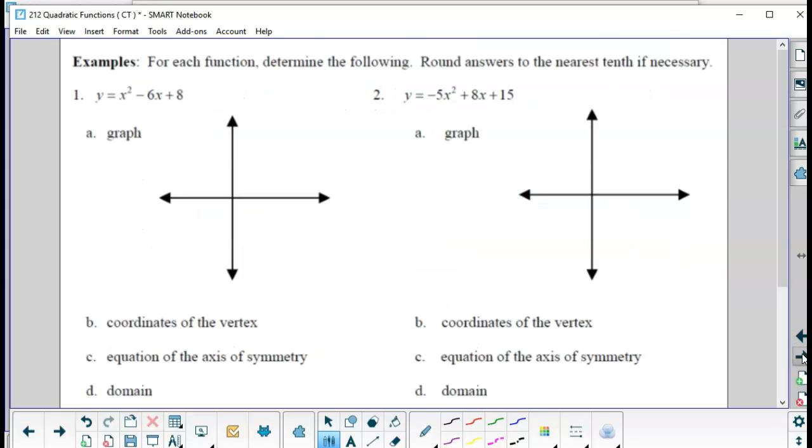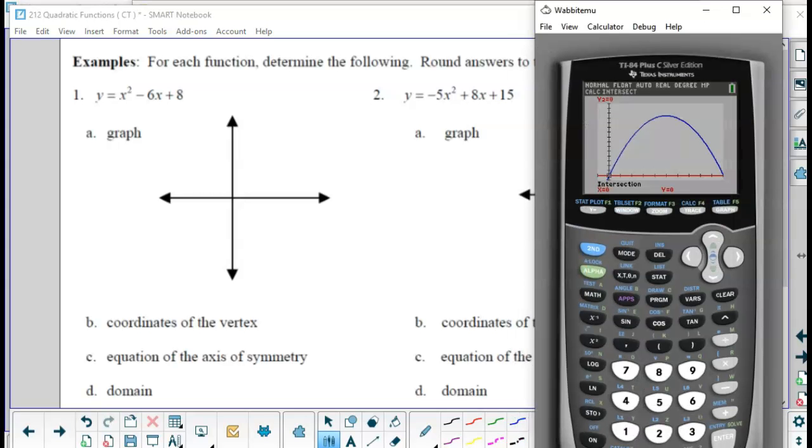Now some examples. For each function, determine the following. Round answers to the nearest tenth, so it means we can use our calculator. Let's get out our calculator, go to y equals, and clear off whatever we had. Enter x squared minus 6x plus 8. We're going to go to a standard window, so zoom, Z standard.